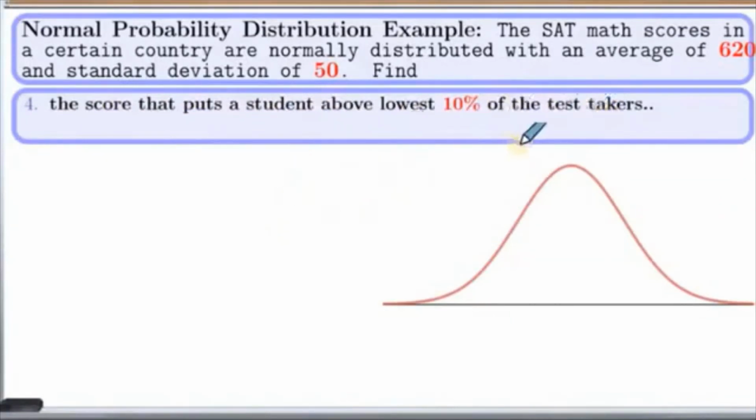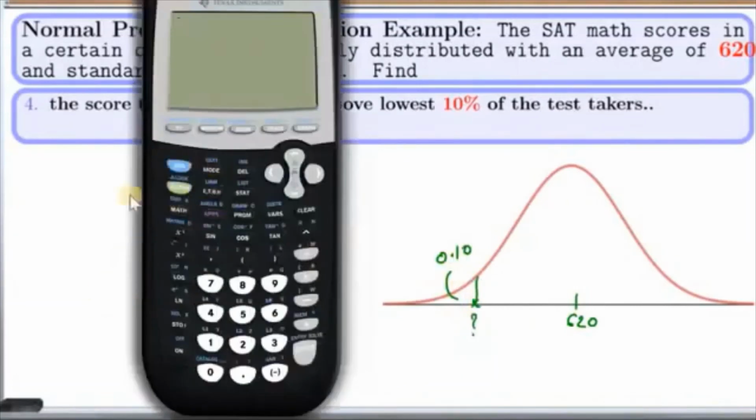Now let's draw a diagram for the given scenario, and we have a bell curve here, so we know our mean goes in here, and according to the question we are given this area, which is 0.10, and we are supposed to find this point here. Let me show you how to find this point here in a calculator. For that, punch in second, then distribution. We'll be choosing inverse norm, hit enter.